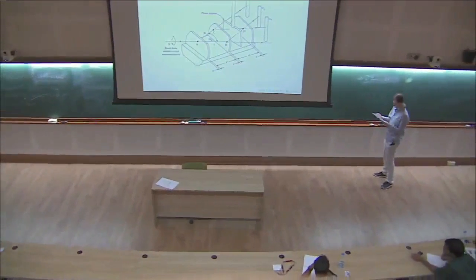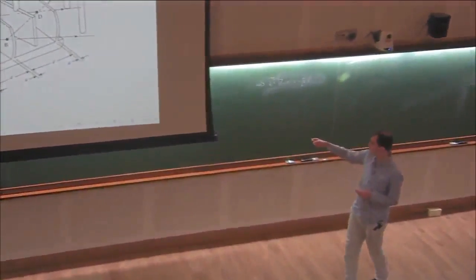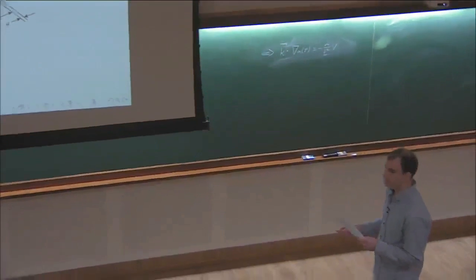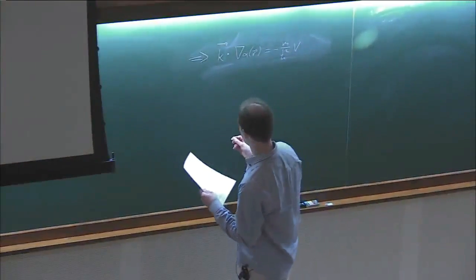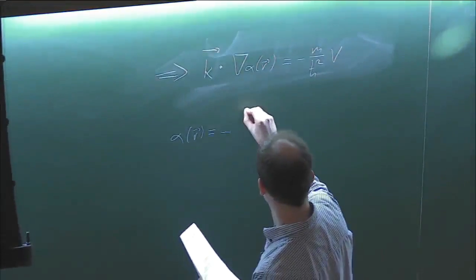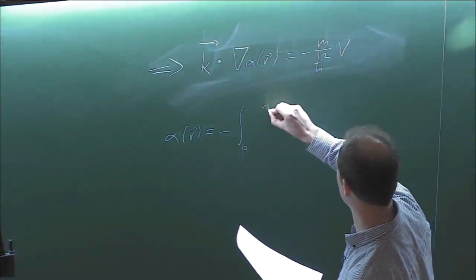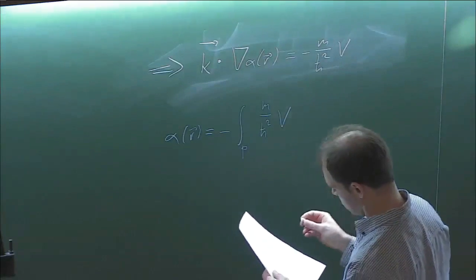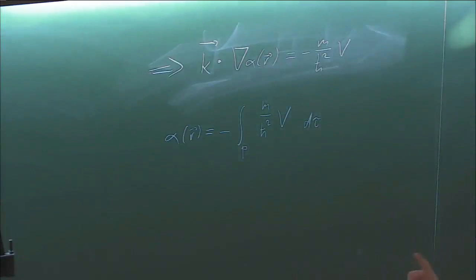Okay, so we want to get the phase now, the phase alpha that our wave function acquires while it goes along this path, right? So we have to integrate this equation along this path. So we get alpha of r equals minus the integral, P denotes our path, m divided by h bar squared V, and I call d tau the parameter that parameterizes this path.